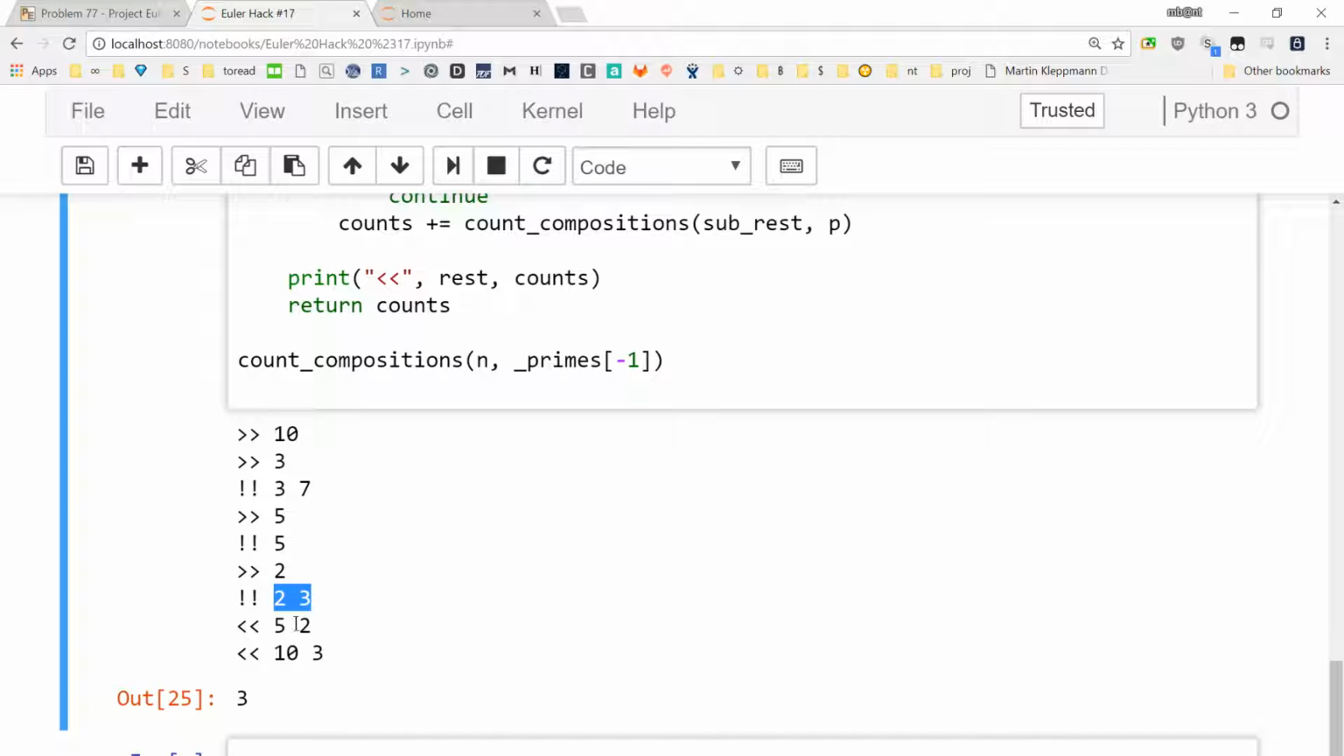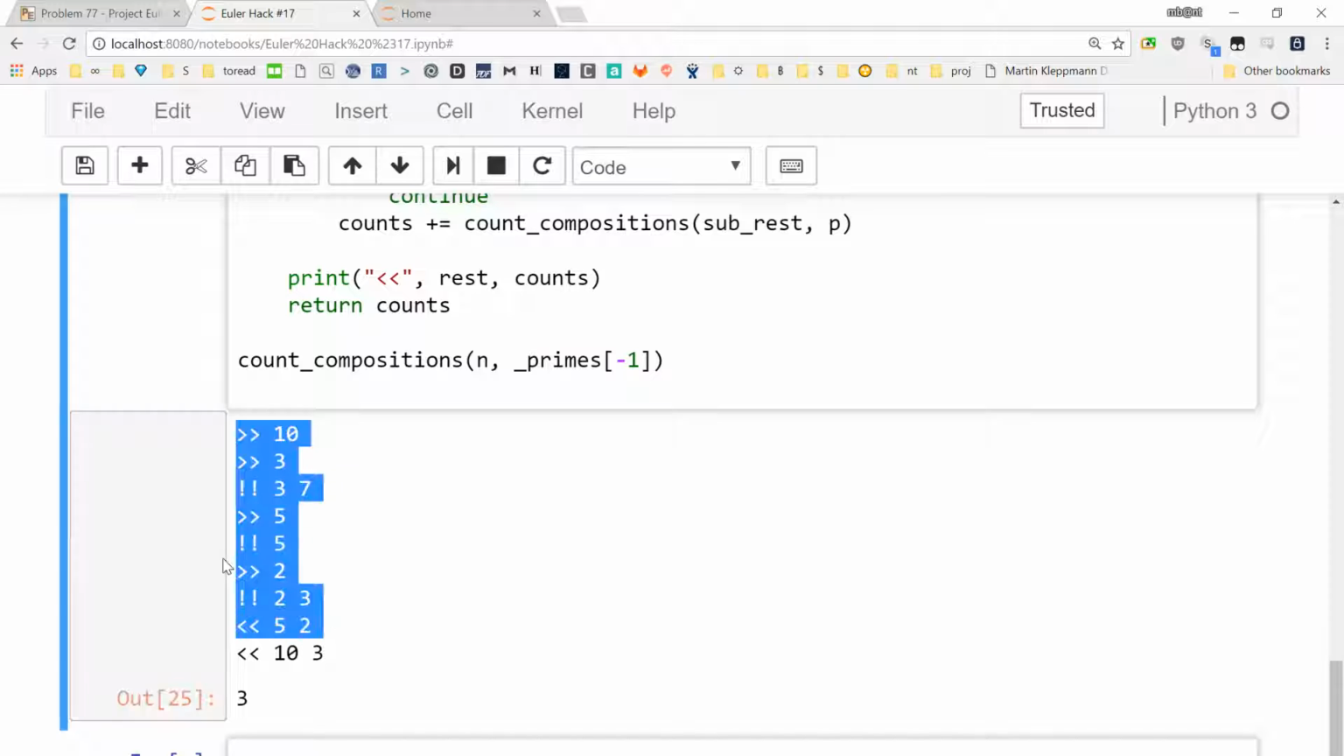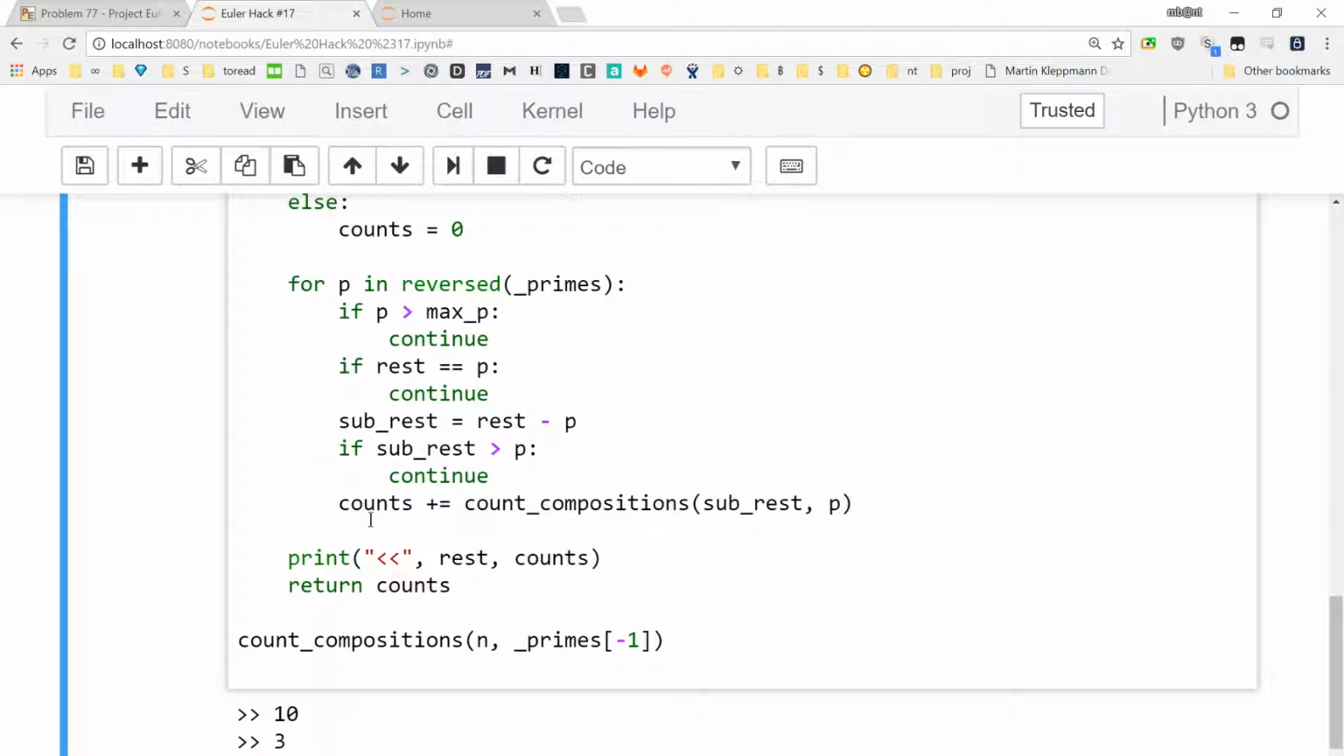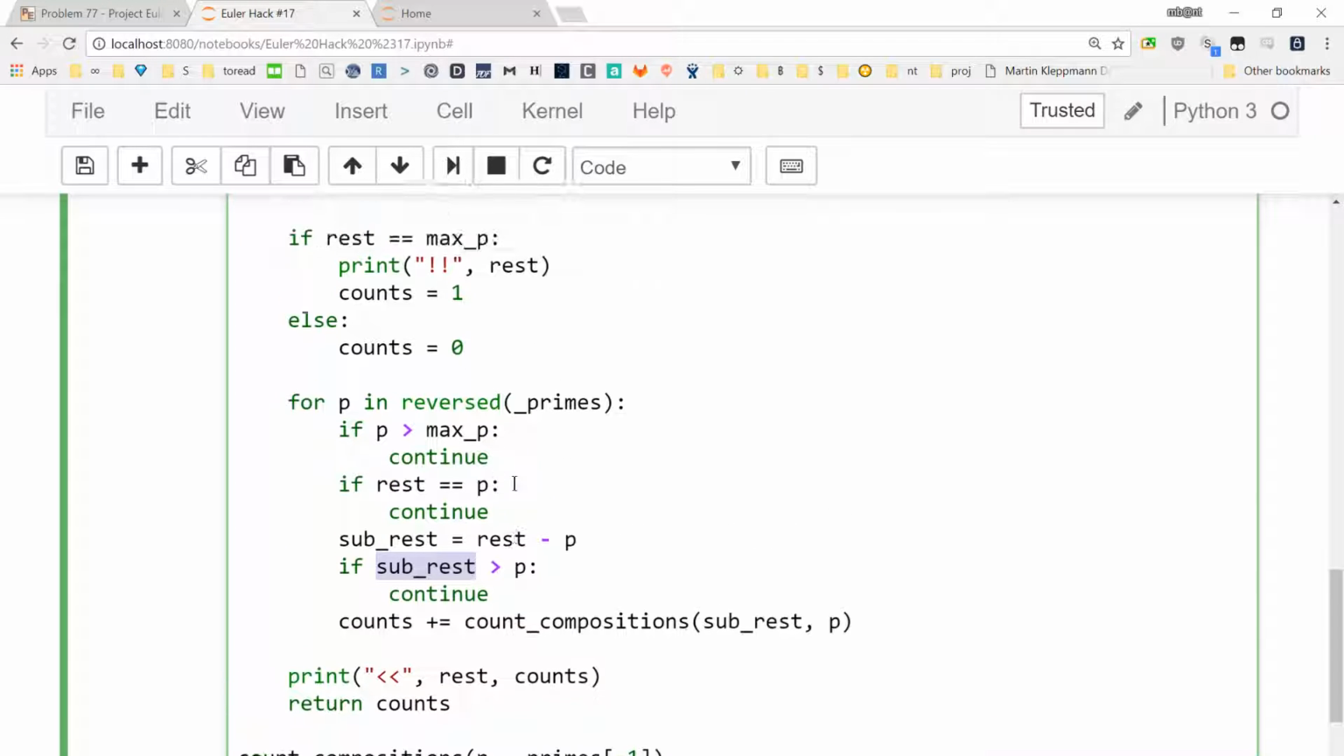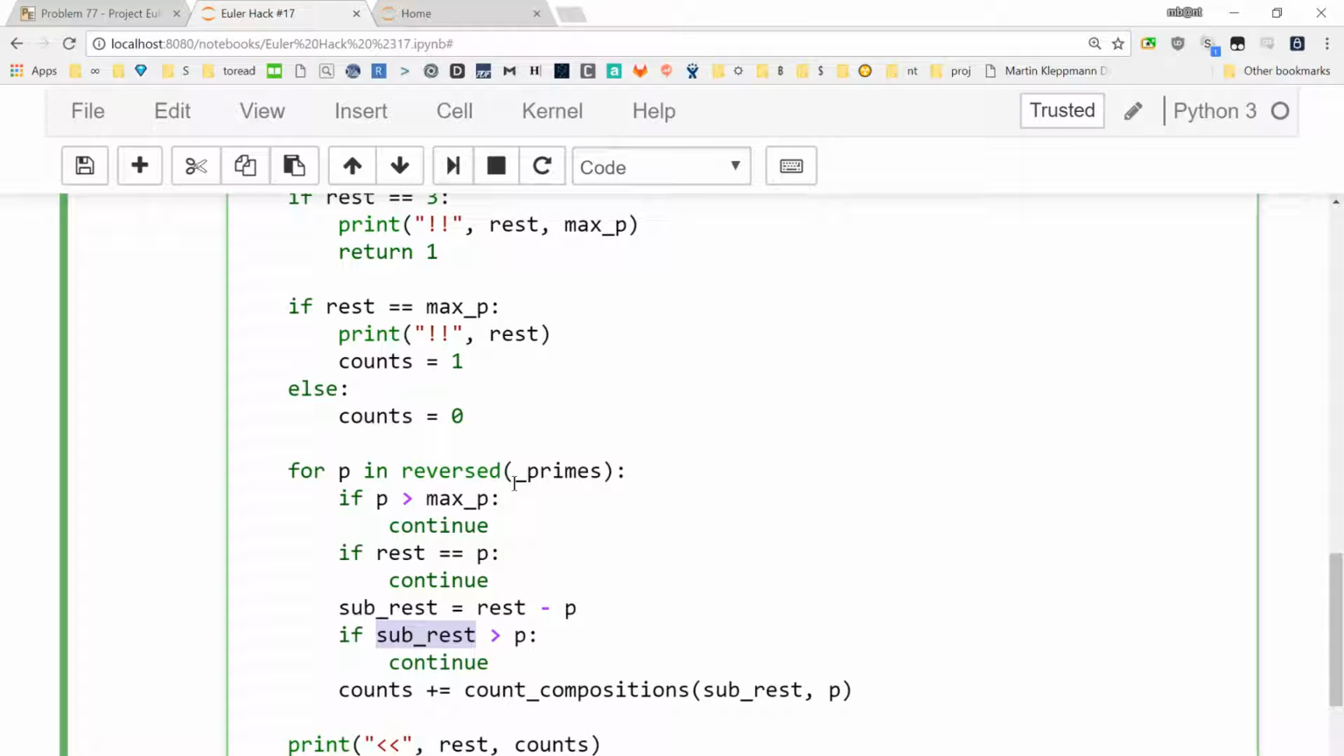So this is correct, right? We're entering at the top level with 5, and we're counting twice. Okay, but what about... Okay, so this isn't correct. For example, if we want to have the 3 and then decompose the 7.